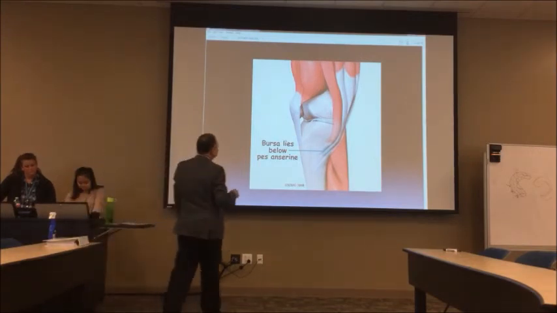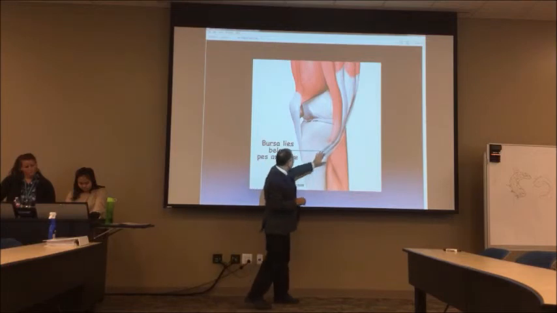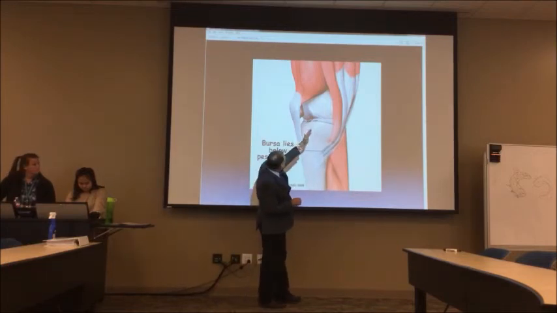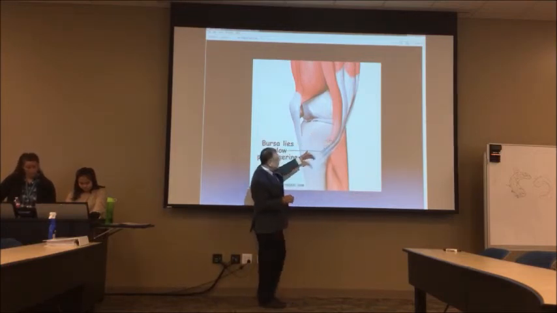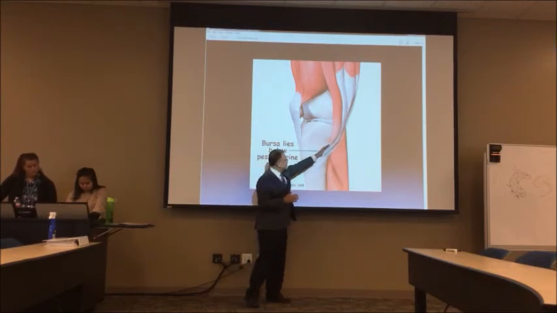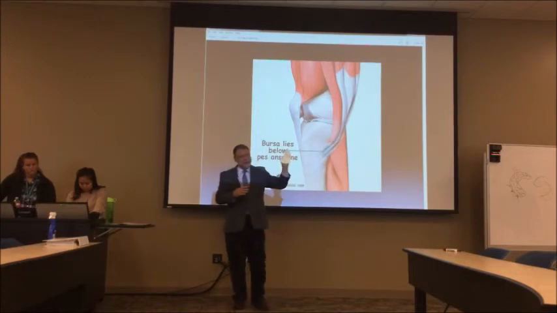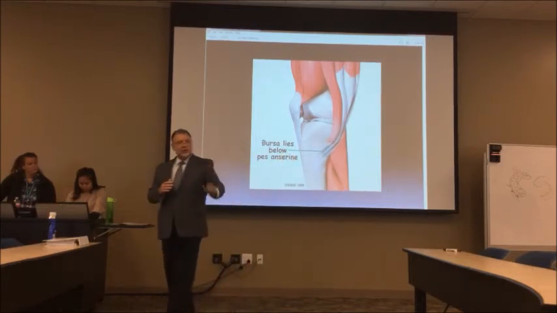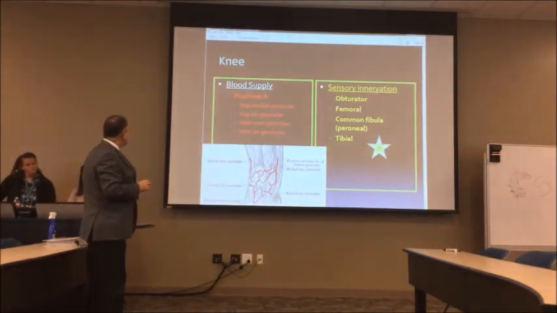The one directly related with the pes anserinus, remember the most superficial or superior one is going to be the sartorius. Then you're going to have two more, the semitendinosus and the gracilis, and that's a conjoint tendon.